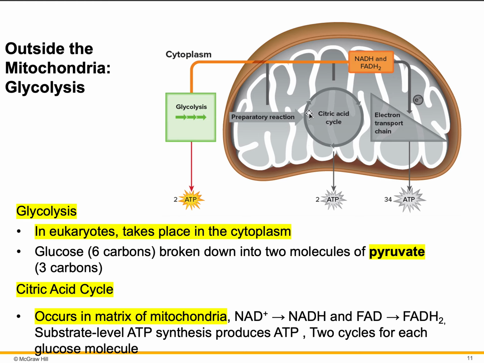The next part, the citric acid cycle, occurs in the matrix of the mitochondria, so the most inner part of the mitochondria. It makes those 2 ATPs, and then these are the other processes that occur. But please make note of everything that I have highlighted and also bolded, because that will be probably 100% in your exam.